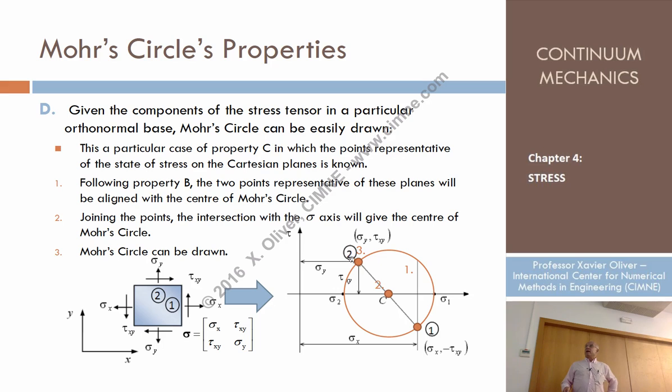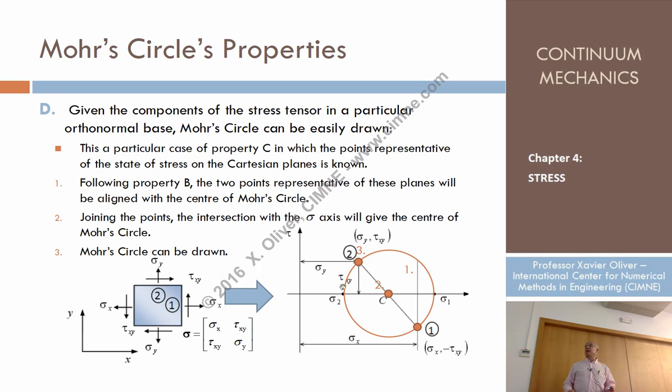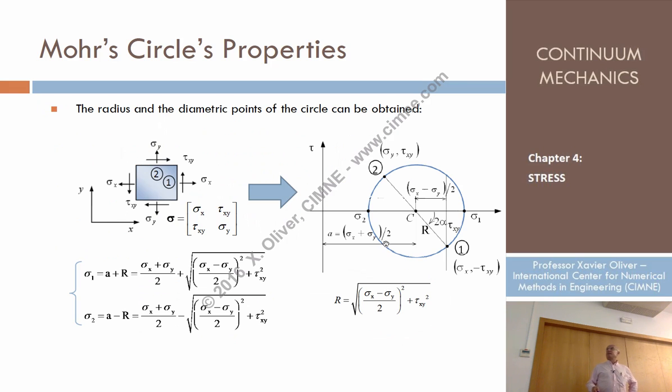So anyway, if I obtain this point and that point, where is the center? Joining them, the intersection will provide the center. It's a specific case of the previous case. Okay? So they are orthogonal by construction, so the center is here, and after that I can construct the Mohr circle. And with that, we can reconstruct some formulas that we obtained previously analytically, just as a checking.